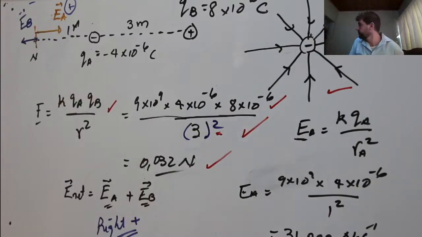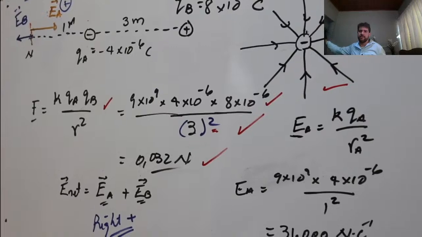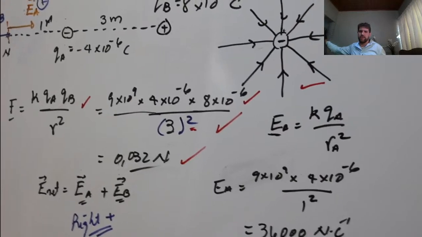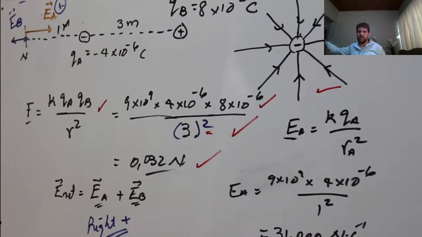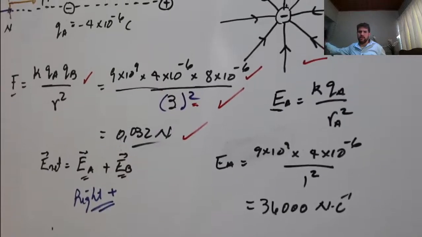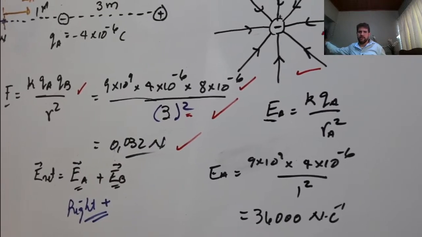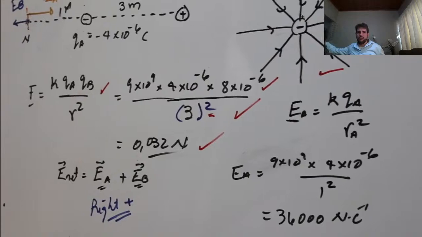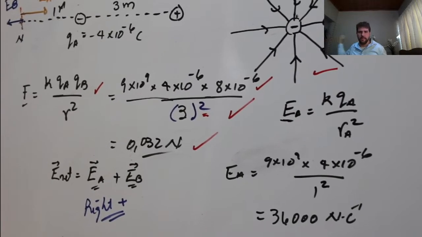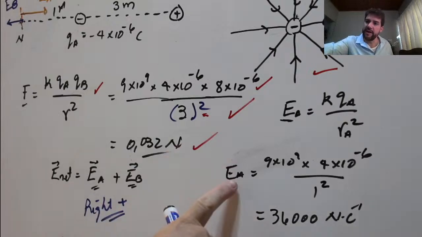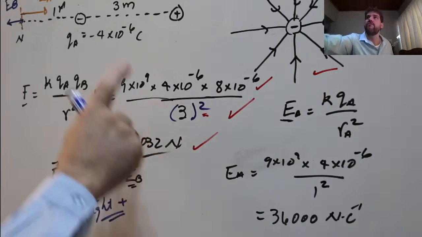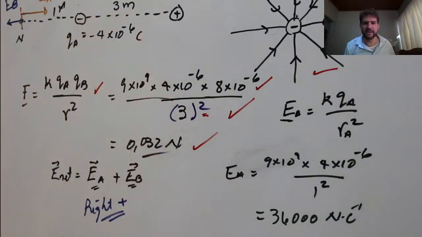Let me just move here a little bit down. That is the answer there. There we go. That is the answer. So we calculated now the electric field A. We have to do the same and calculate the electric field for B. All right, with the same formula, but instead of A, it's going to be B.